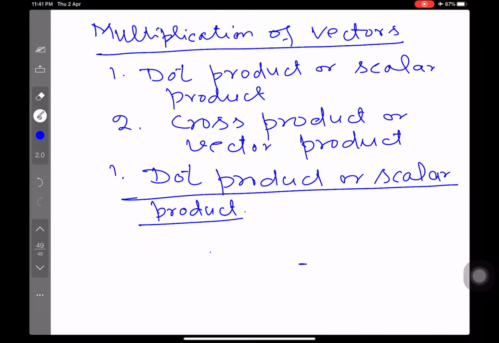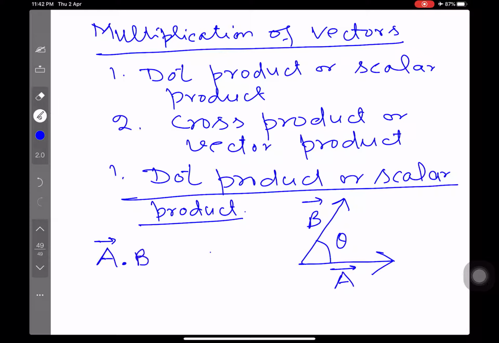Suppose we have two vectors A and B. Vector A is in this direction and vector B is in this direction, and theta is the angle between these two vectors. Then the dot product of the vectors A and B is written as A dot B. It is read as A dot B. And is given by the product of the magnitude of vector A, the magnitude of vector B, and cosine of the angle between A and B.